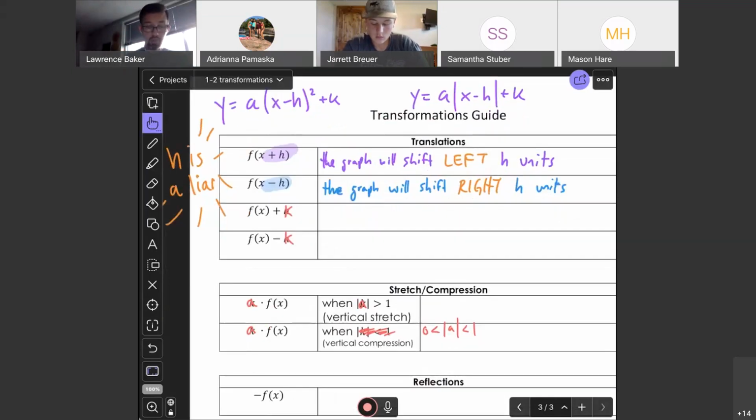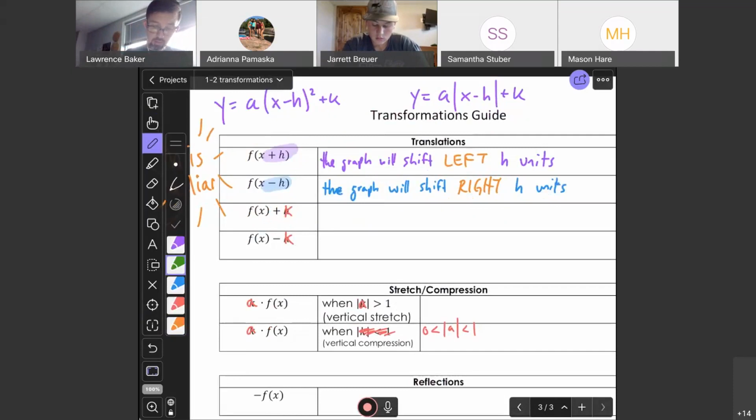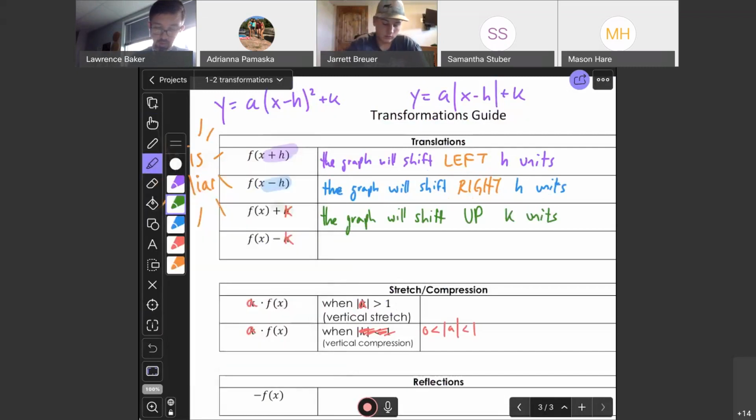What about if we put a positive number on the outside? What happened to our graph? Shift up, right, Tian? Okay. And that one we can trust, right? So I'm not going to change the color on that one since we can trust it. But shift up K units. Okay. And then switch that to a minus sign, and it does what we think it would.